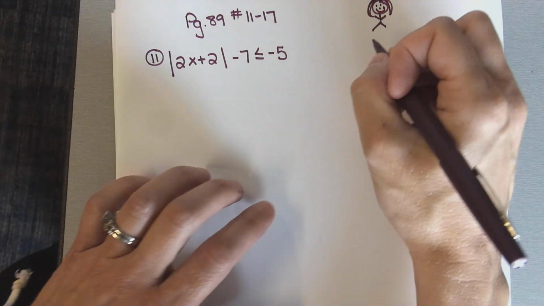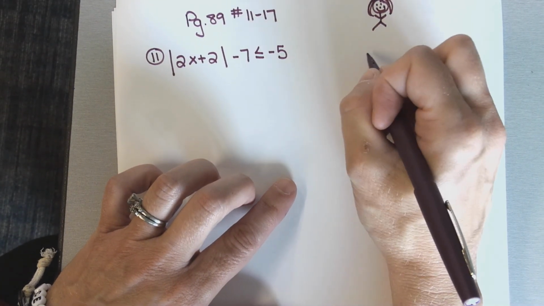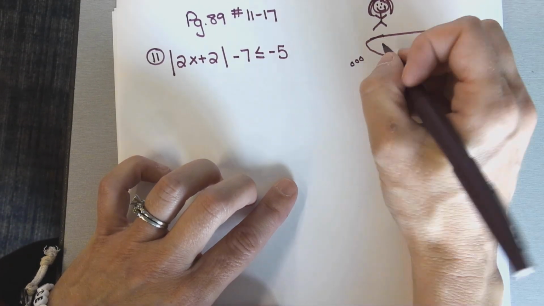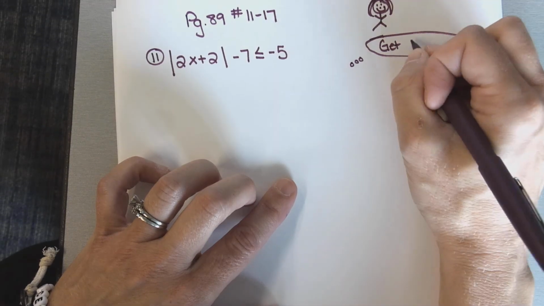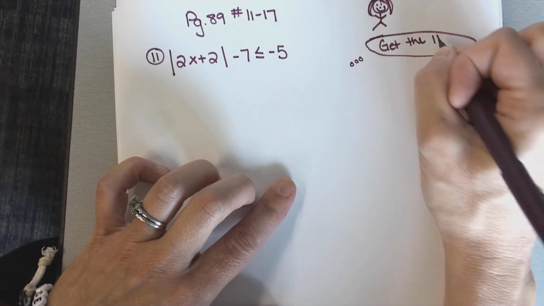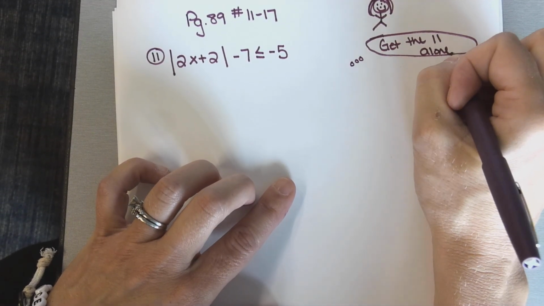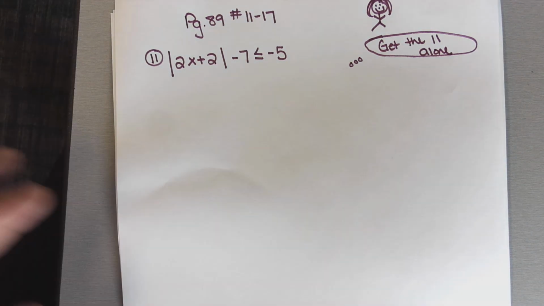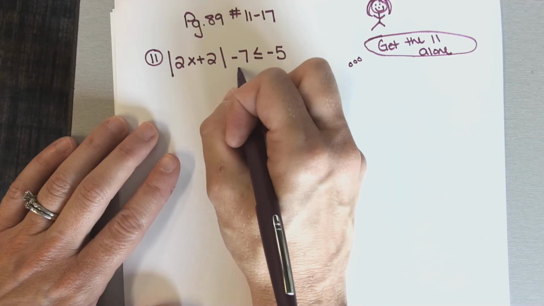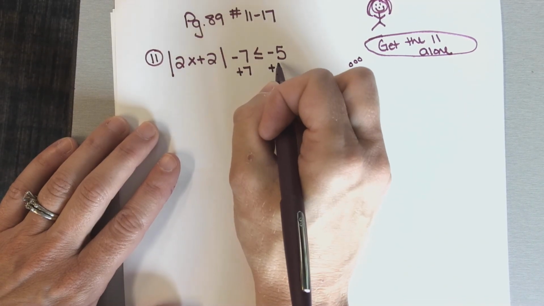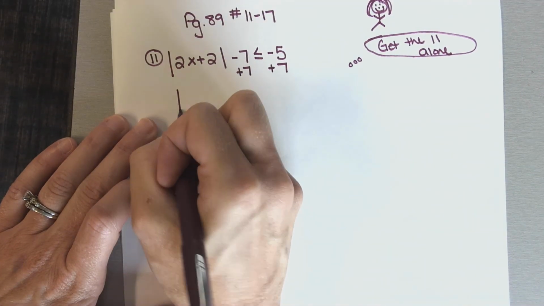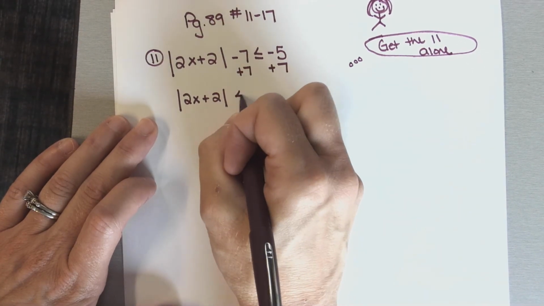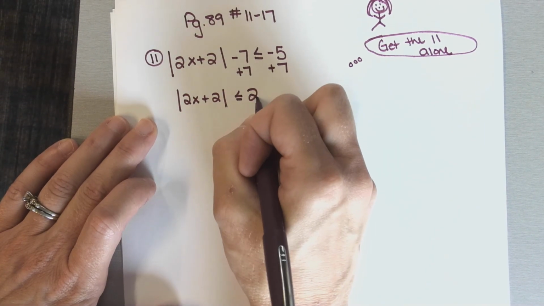The first thing I'm thinking, so these are my little thought bubbles. My first thought bubble says, get the absolute value alone. Is it alone? No. So that's my first thought bubble, this is what I need to do. So I'm going to add over the 7, because that's going to help me tremendously. So 2x plus 2 is less than or equal to 2.